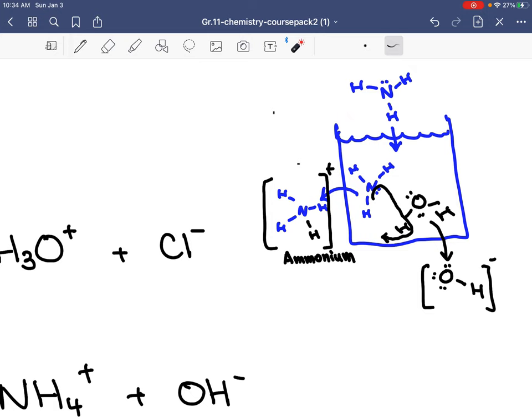So what is water? We know that if you put a pH paper in water, water is neutral. But if you look at the reaction here, in this case, water is acting like a base. In this case, water is acting like an acid. Wow. What do we call people like that? Well, water is what we call amphiprotic.